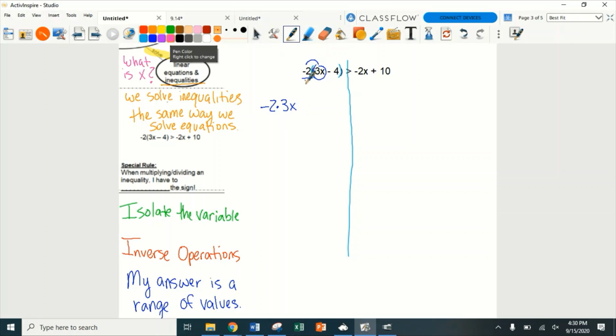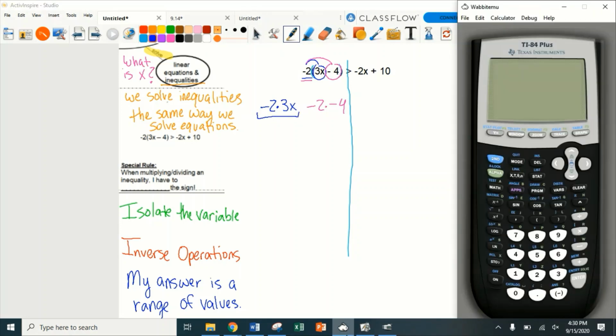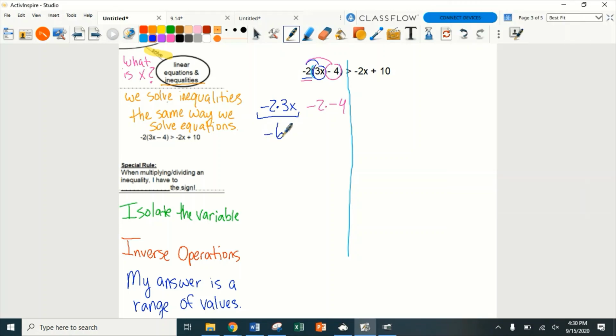And I have negative 2 times negative 4. I'm going to simplify these both a little further. Negative 2 times 3x. I'm going to plug that into the calculator as negative 2 times 3, which gives me negative 6. And remember my variable, I can't leave it behind, it's stuck with me. So I really have negative 6x.